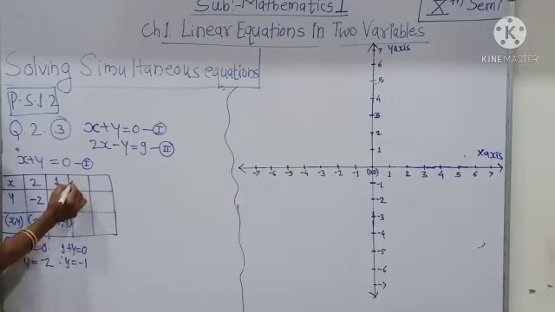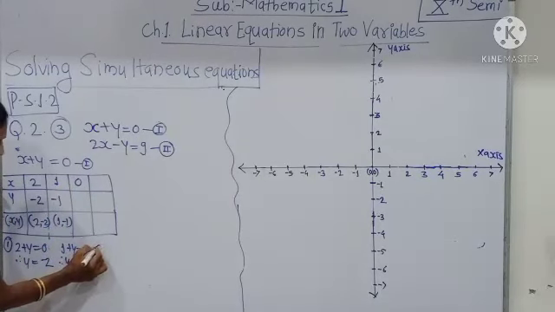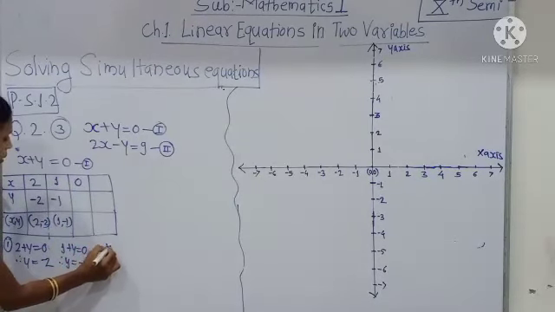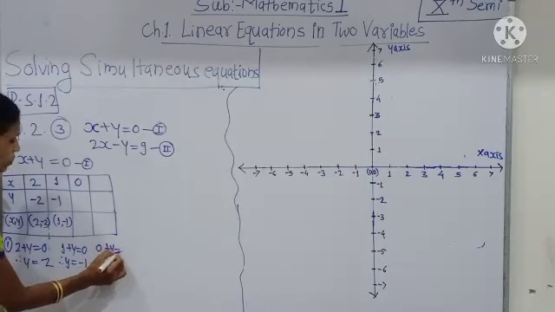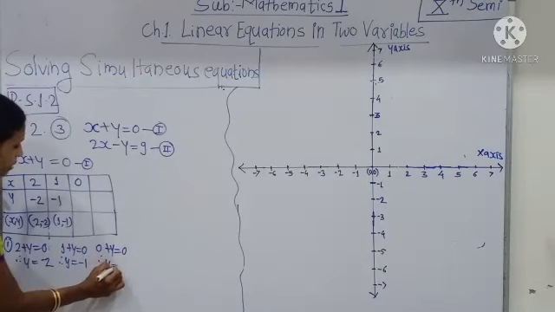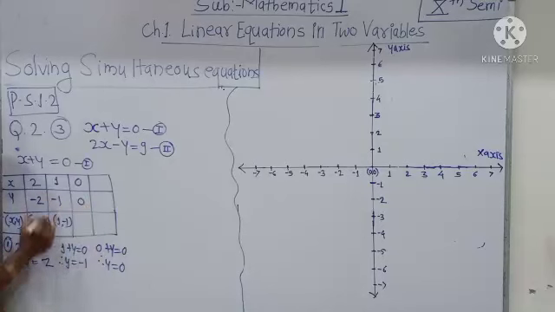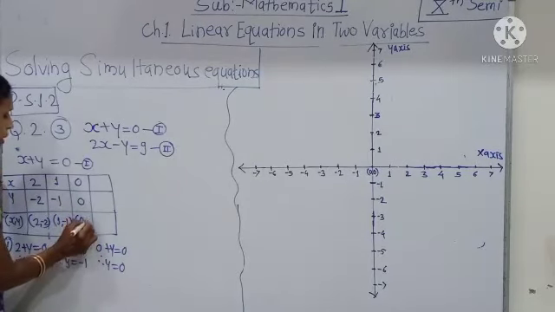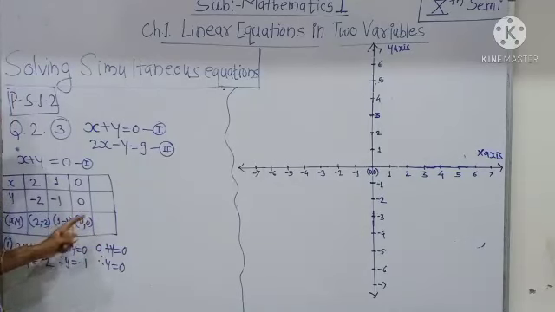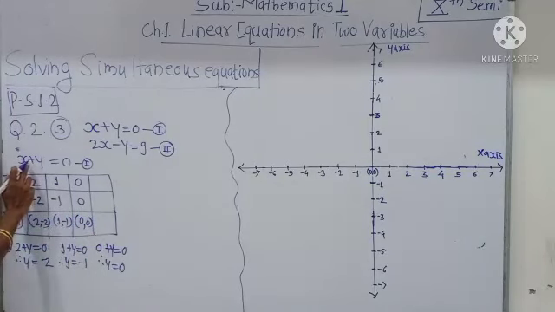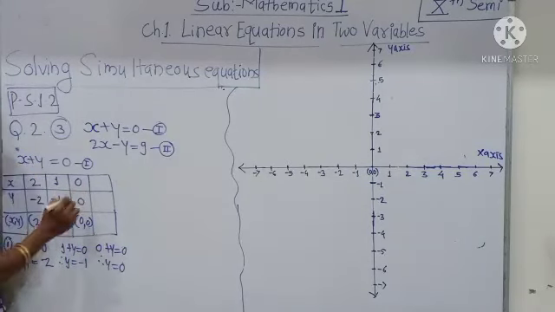If x is equal to 0, then 0 plus y is equal to 0. Therefore, y is equal to 0. That is (0, 0), the x and y coordinates for the same equation.